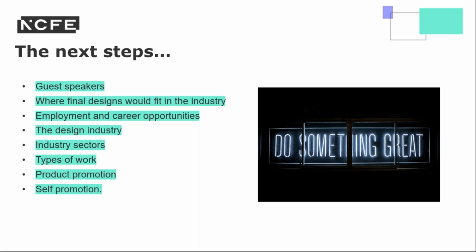Ways in which you could deliver this could be through classroom workshops and discussion, guest speakers from the industry, referring back to initial and primary and secondary research, the sources where they gathered from, where final designs would fit into the industry, how it would be sold, employment and career opportunities, looking at job searches, the design industry, referring back to the areas of design, industry sectors, and the sectors within each one, types of work within the design field, product promotion and self-promotion.